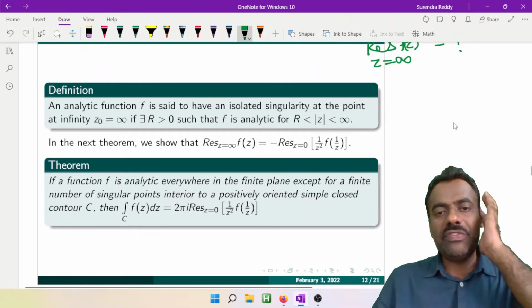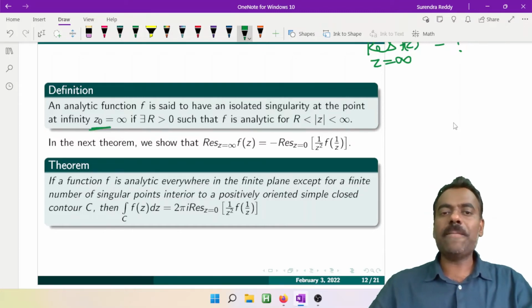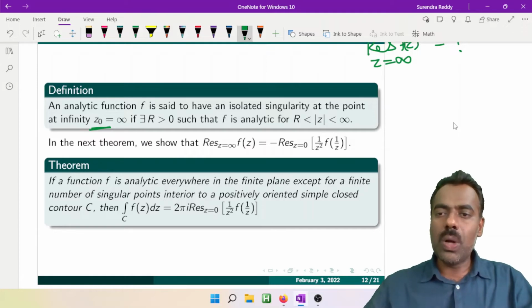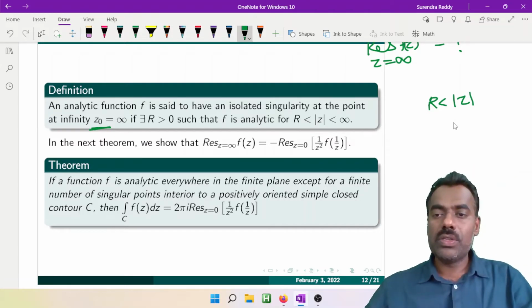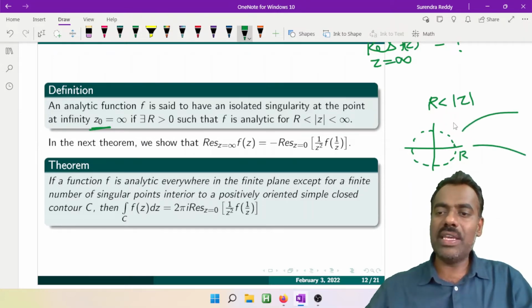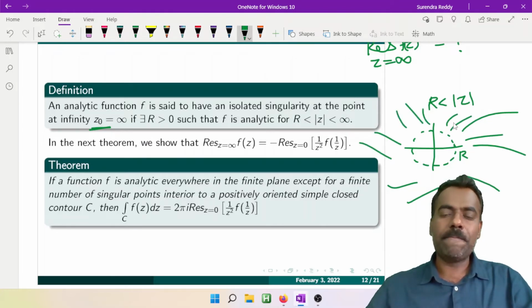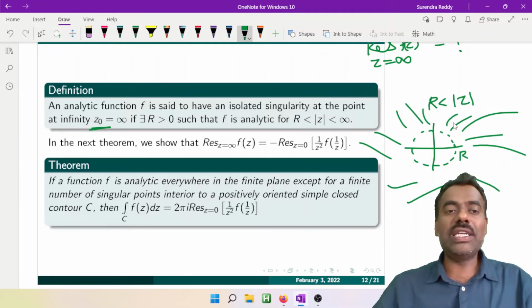An analytic function is said to have an isolated singularity at infinity if f is analytic throughout the region mod z greater than r. So if there exists an r such that, suppose this is r, and mod z is greater than r, that means everywhere outside this circle f is analytic, then we say that f has an isolated singularity at infinity.